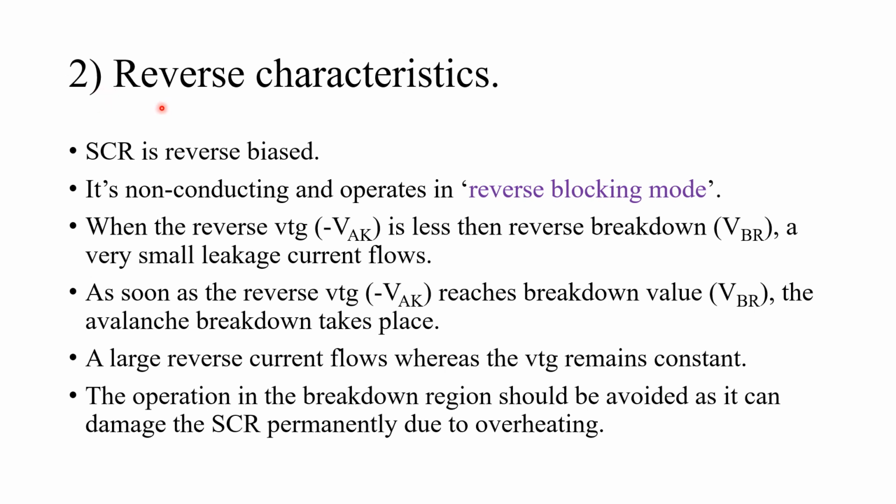Here we'll be discussing the reverse characteristics. SCR is reverse biased. It's non-conducting and operates in reverse blocking mode. When the reverse voltage is less than reverse breakdown voltage, a very small leakage current flows. As soon as the reverse voltage reaches breakdown value, the avalanche breakdown takes place. A large reverse current flows, whereas the voltage remains constant. The operation in the breakdown region should be avoided as it can damage the SCR permanently due to overheating.